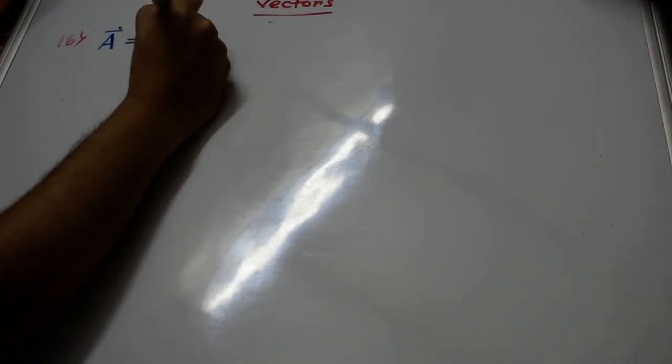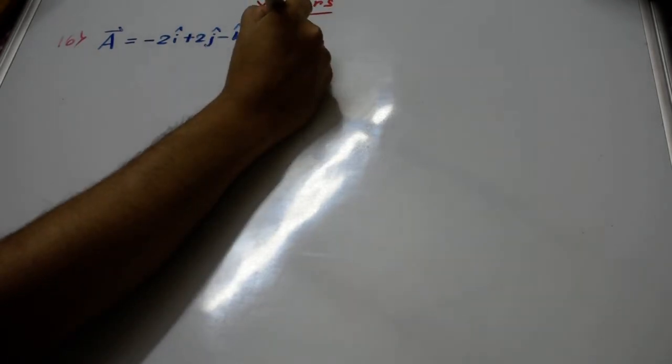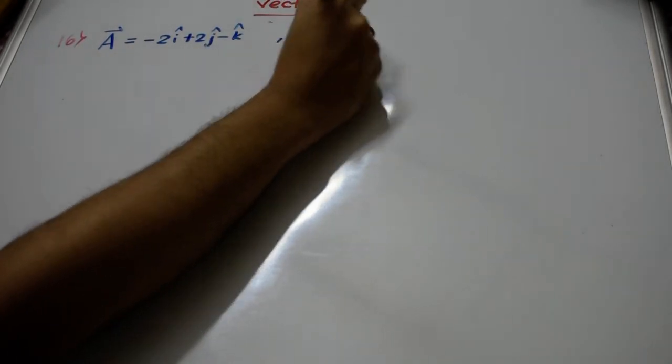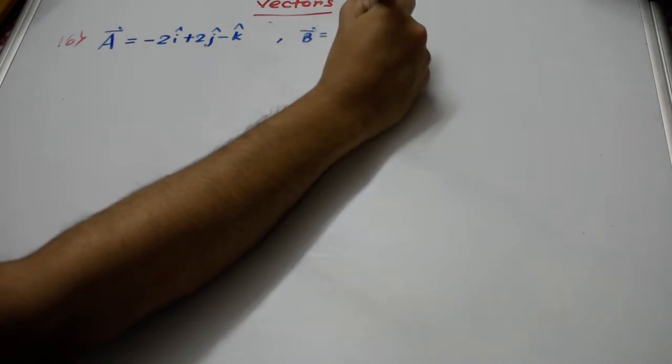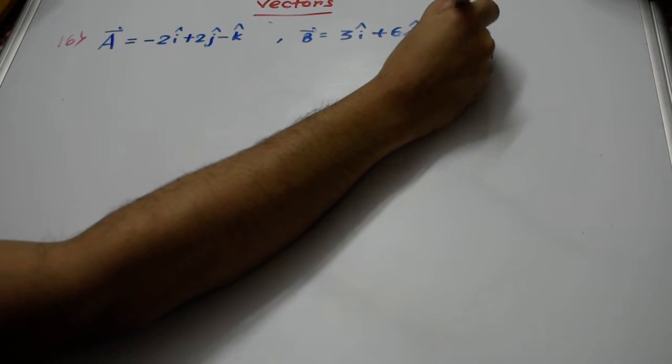This is sum number 16 in my book. The given information is that there is a vector A, and A is minus 2 i cap plus 2 j cap minus k cap. And then there's a vector B, which is 3 i cap plus 6 j cap plus 2 k cap.